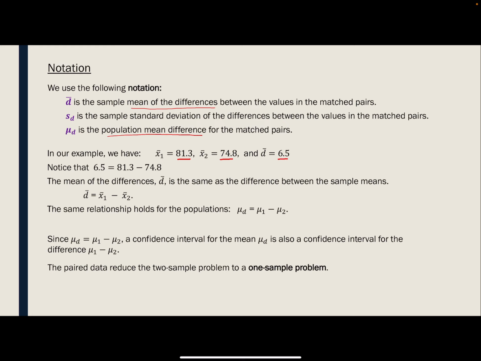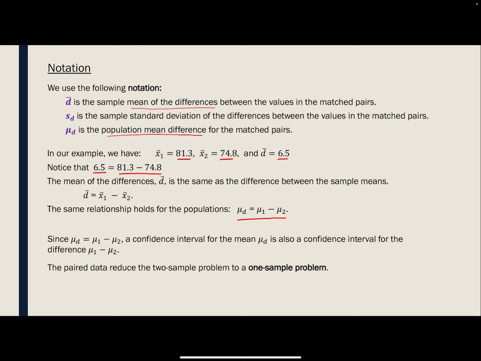And I want you to see that if you subtract 81.3 minus 74.8, you get 6.5, which means we have a relationship here between the population mean for the differences and the difference between the population means. It's a tongue twister. So what we're saying is that D bar is equal to x bar 1 minus x bar 2. And if the relationship holds for the samples in that way, it's also going to hold for the populations.